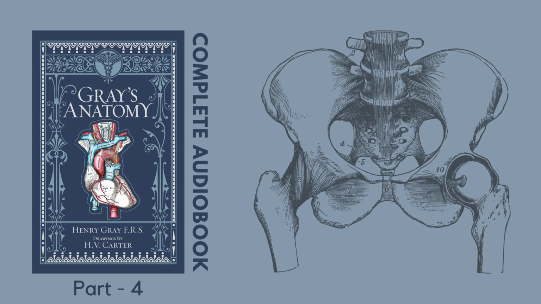This groove is converted into a canal by a ligamentous band, a specialized part of the obturator membrane, attached to two tubercles. One, the posterior obturator tubercle, on the medial border of the ischium, just in front of the acetabular notch. The other, the anterior obturator tubercle, on the obturator crest in the superior ramus of the pubis. Through the canal, the obturator vessels and nerve pass out of the pelvis.